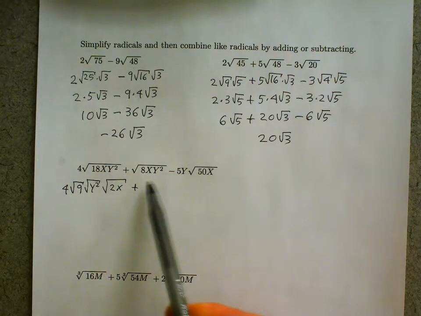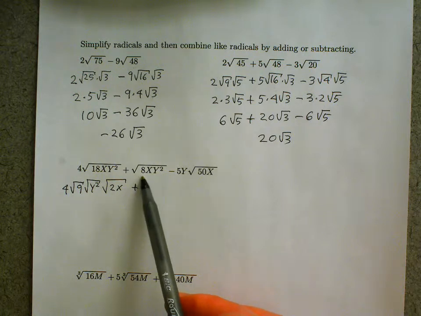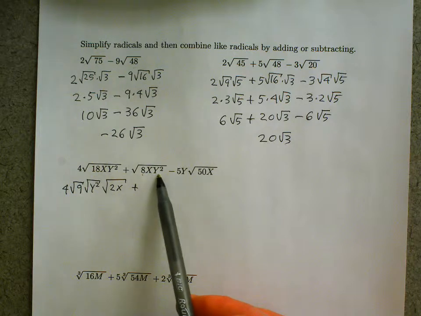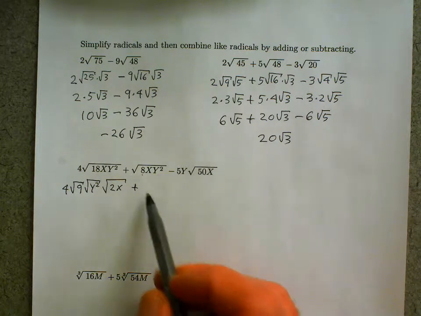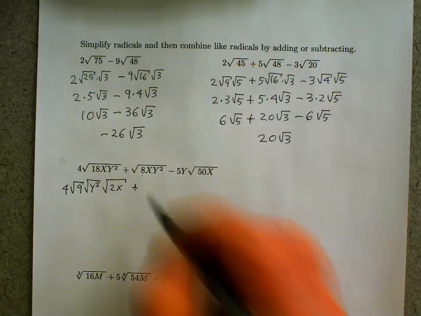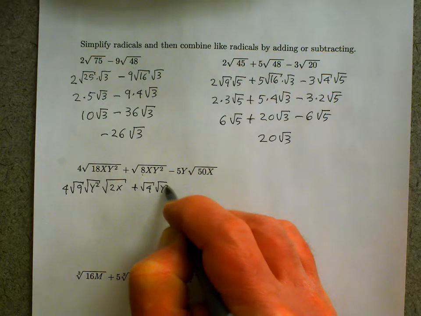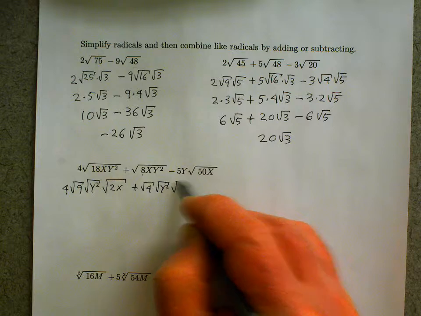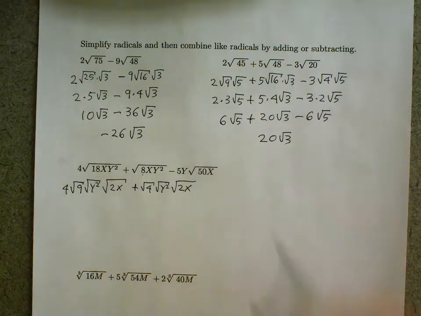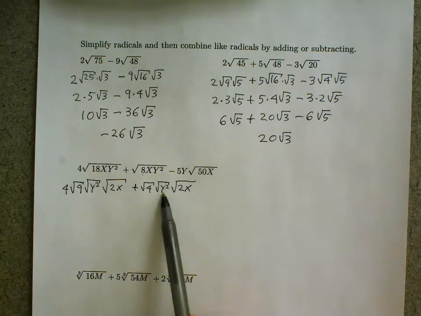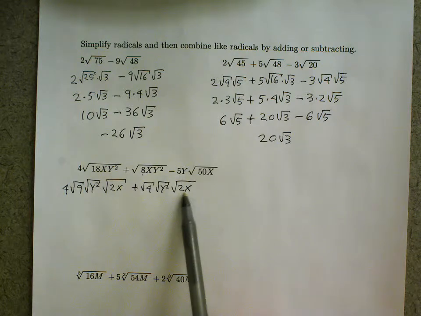Okay, we'll do the same sort of thing with the next term, the square root of 8xy to the second. The largest factor of 8 that's a perfect square is 4. 4 times 2 is 8. Y squared is a perfect square. So we'll rewrite the middle term as plus the square root of 4 times the square root of y squared times the square root of 2x. And then check 4y to the second times 2x. That's the same as 8xy to the second.